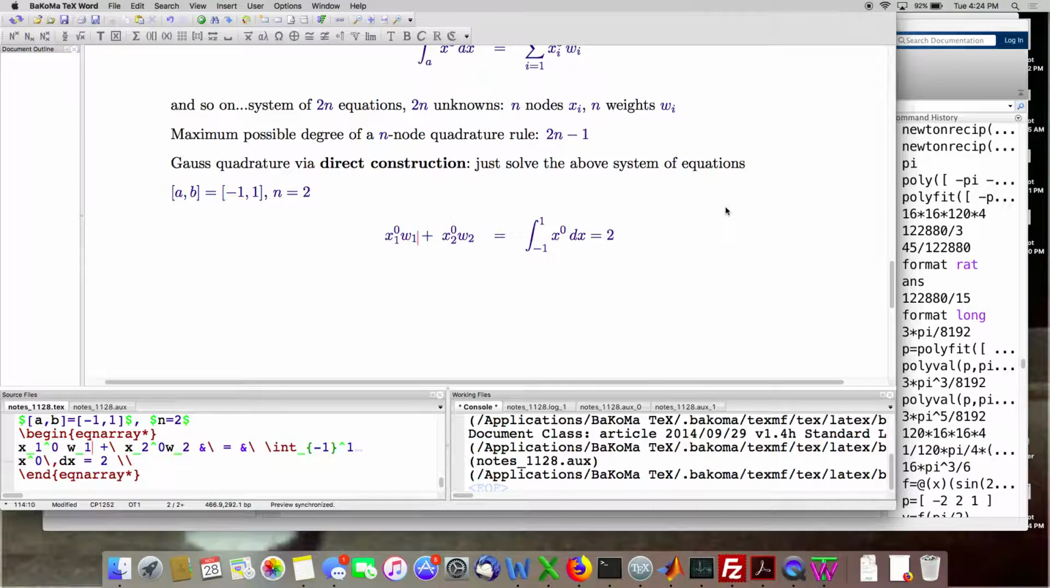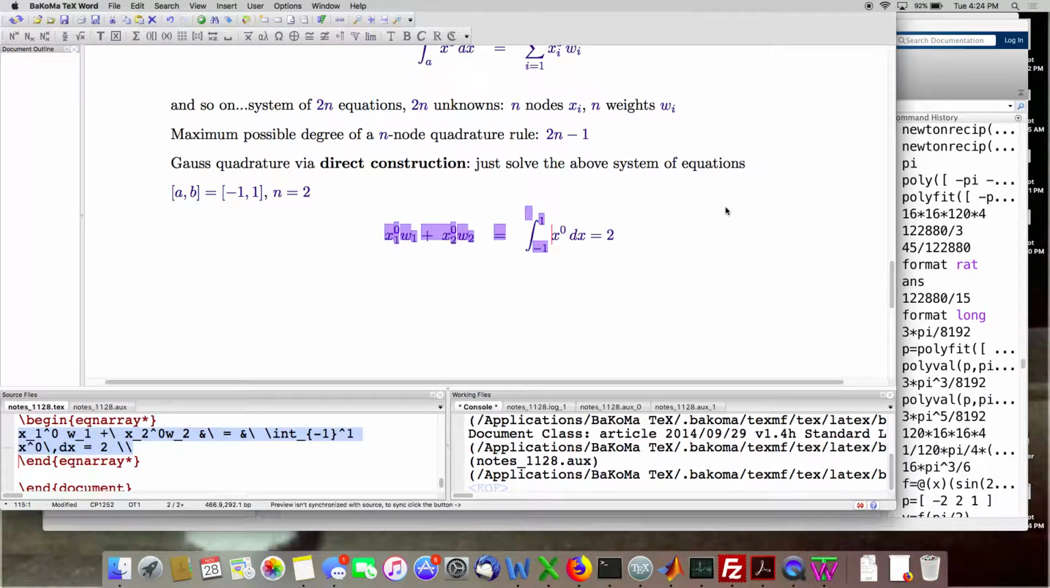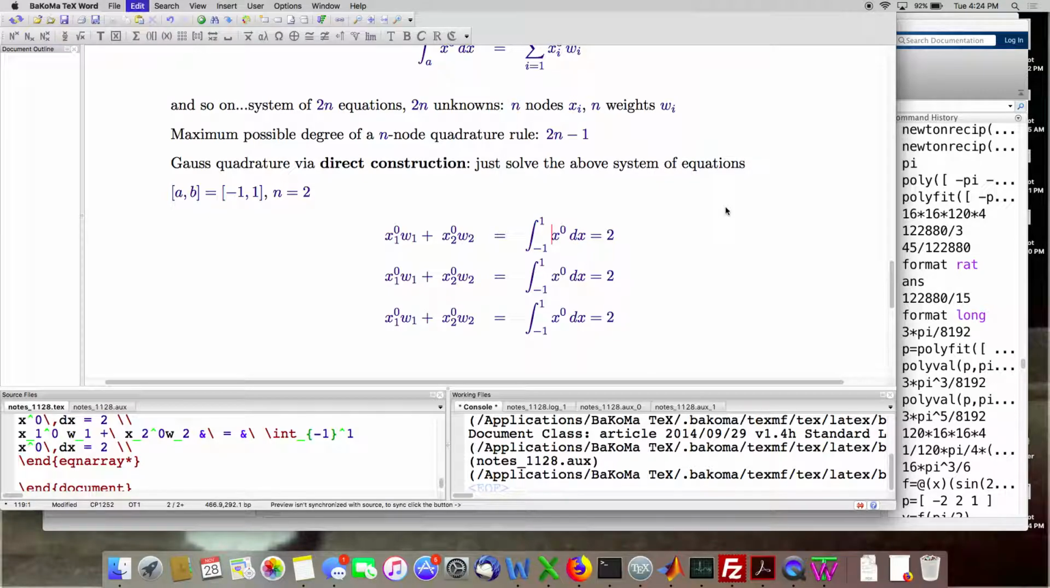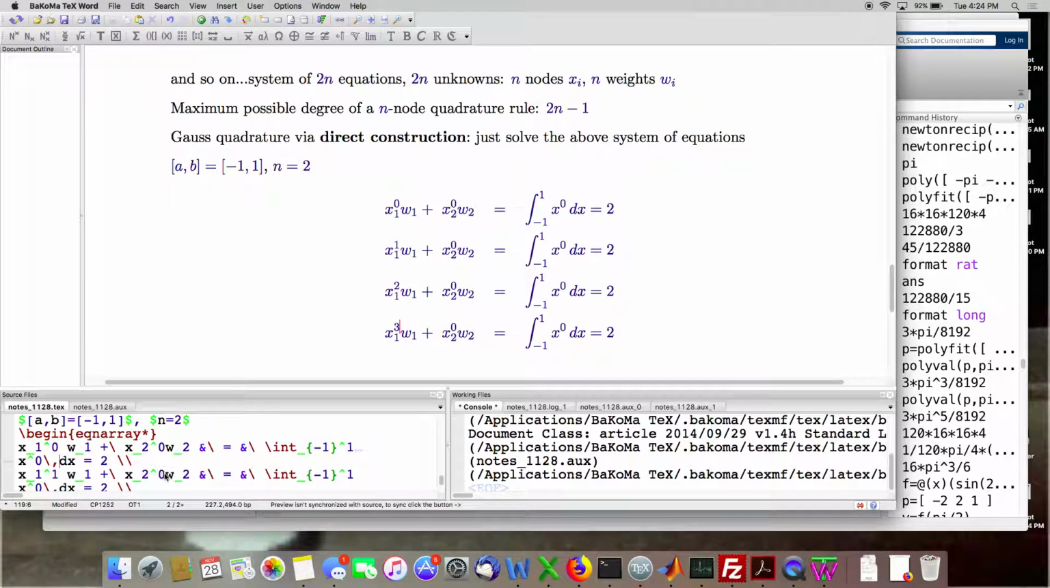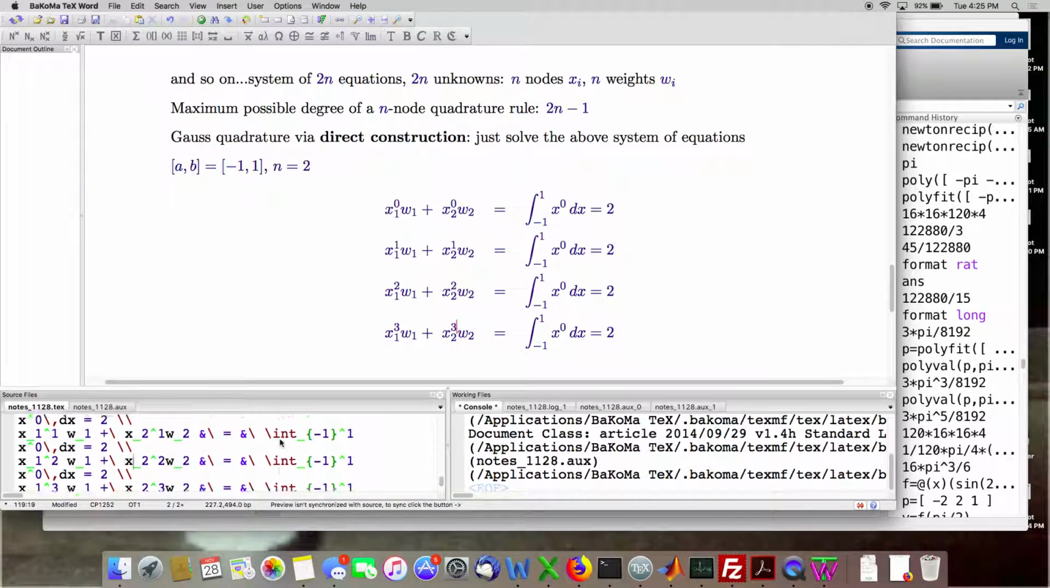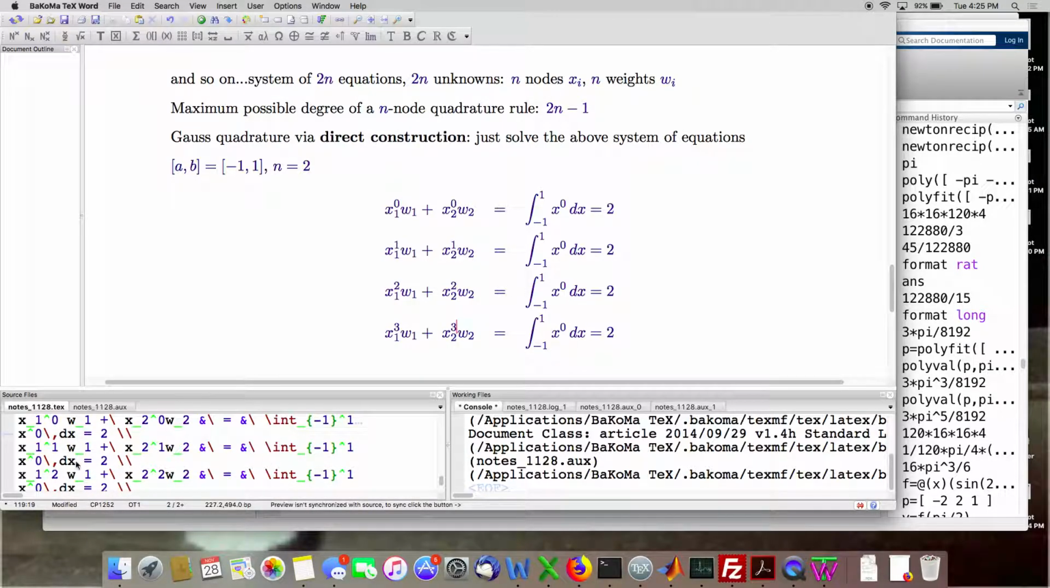Okay. And then if I keep going, I have 4 equations with these increasing powers: 0, 1, 2, 3, and the integral of x squared. Okay, well, I'll fill these in too: x to the first, x squared, x cubed. Now let's see how well you remember your Calc 2.